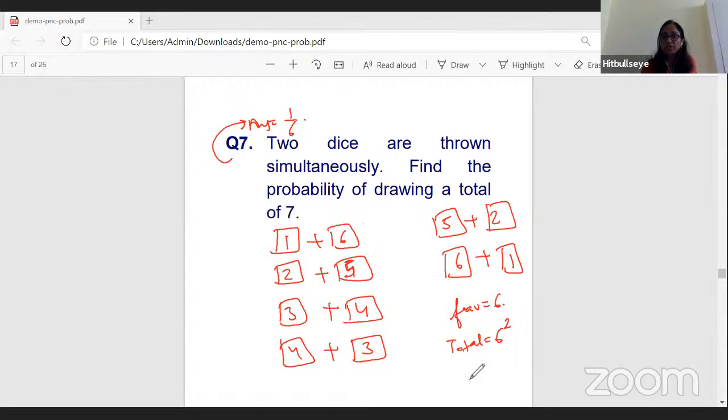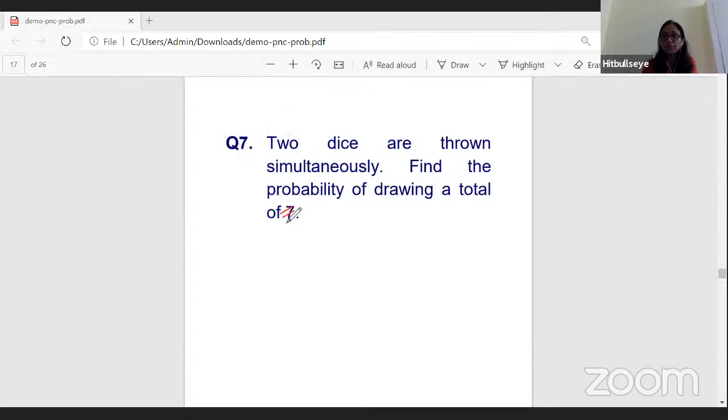Now please remember, the sum of two dice always follows a pattern. If I change this question to a sum of 10, what will be your answer? A sum of 10 will never be made with a 1 and a 9 because 9 is not even available on the die. It will not be allowed with a 2 and an 8 because 8 is not there on the die. Similarly, 3 and 7 I cannot have. So the beginning has to be always from 6.